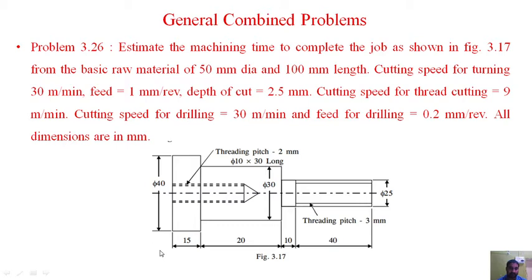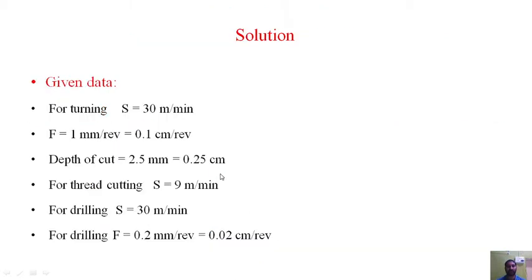So the initial raw material is 50 dia and out of it you have to make this kind of operation. We have turning operation, and after that step turning. After that we have threading operation, internal threading and outer threading, drilling operation, and everything is there. So let us solve step by step. This consists of many steps.